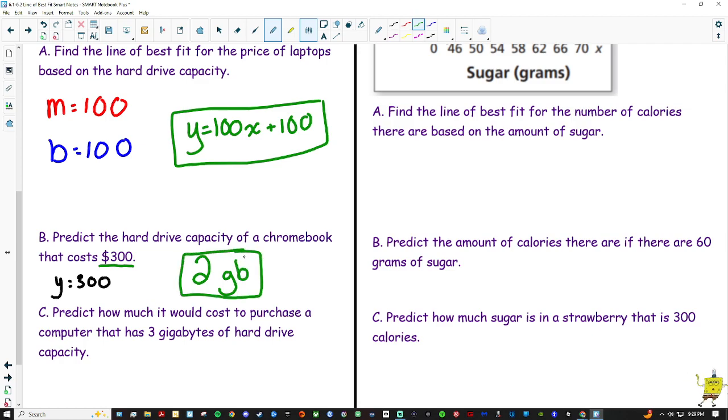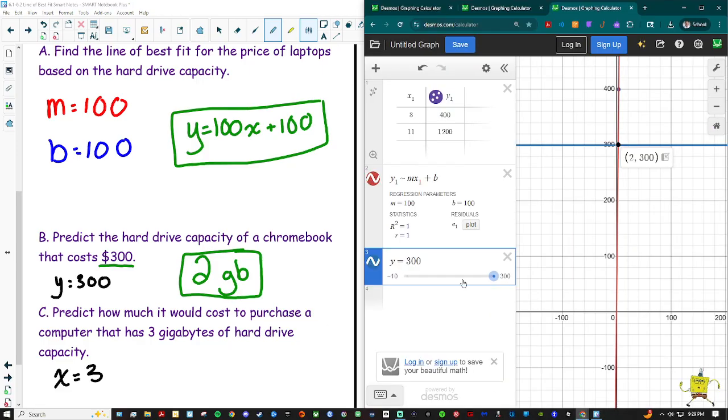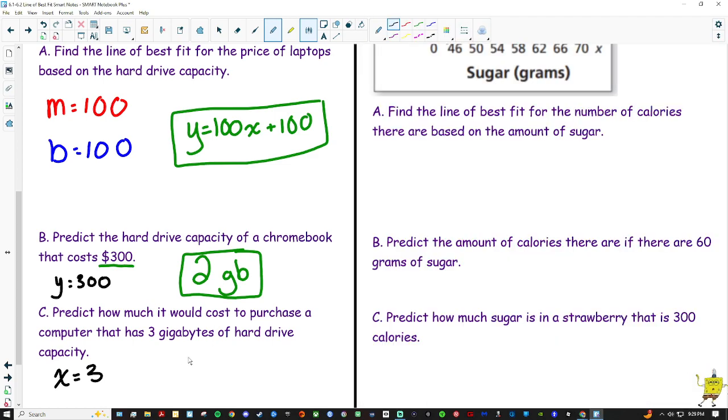C says predict how much it would cost to purchase a computer that has 3 gigabytes. Gigabytes is our x value, so we're going to type in x = 3. Okay, so I'm going to go to Desmos, and I'm going to type in x = 3. And I'm going to see where my line crosses. A computer with 3 gigabytes should cost somewhere around $400.